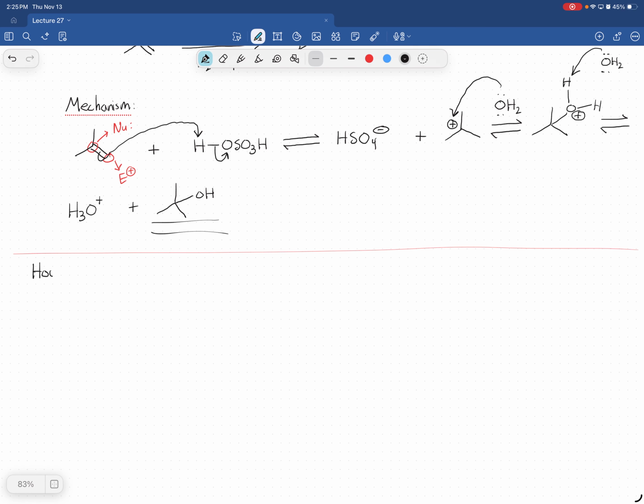So how to avoid rearrangements. No carbocation intermediates. All right, reaction number 4. So this is a reaction called oxymercuration.